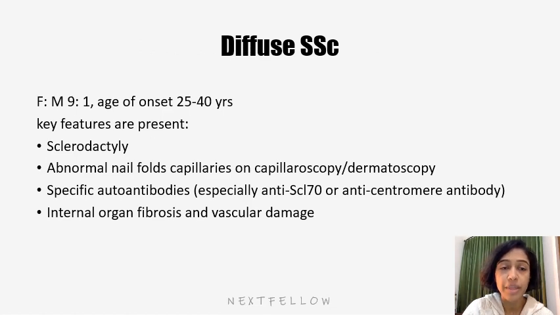In diffuse systemic sclerosis, the female predominance, so the female to male ratio is 9:1, and the age of onset is usually in the early or late 20s. Okay? The key features in diffuse systemic sclerosis or in scleroderma in general is sclerodactyly, that is the spindle-shaped fingers, right? The tightening of the skin over the fingers.